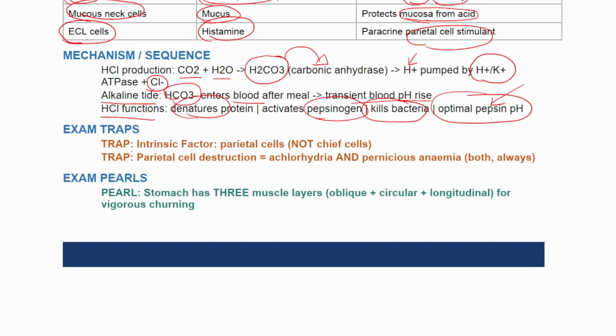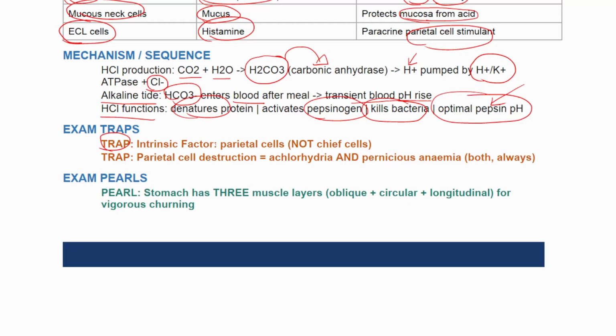Master these critical exam traps to safeguard your hard-earned points. When talking about the first trap, you've got to know examiners frequently attempt to link intrinsic factor secretion to chief cells because of its role in enzyme-adjacent nutrient processing.